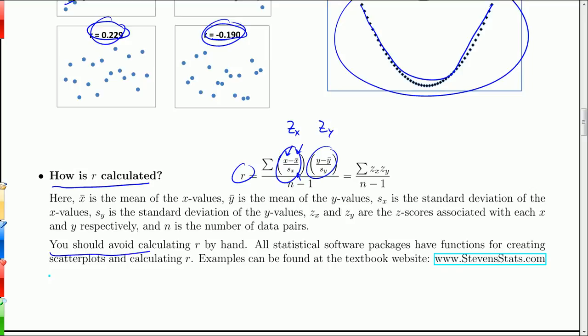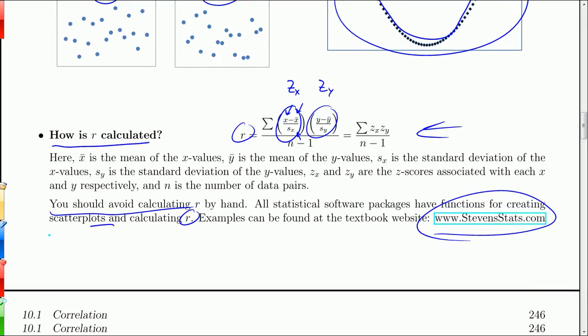You should avoid doing this by hand. In this chapter, I'll give you the correlation coefficient. But all statistical software packages and graphing calculators have functions for creating scatter plots and calculating R. And you can find some examples at stevenstats.com. So I'll give you R, or you should use software. This formula is just too hard to do by hand.